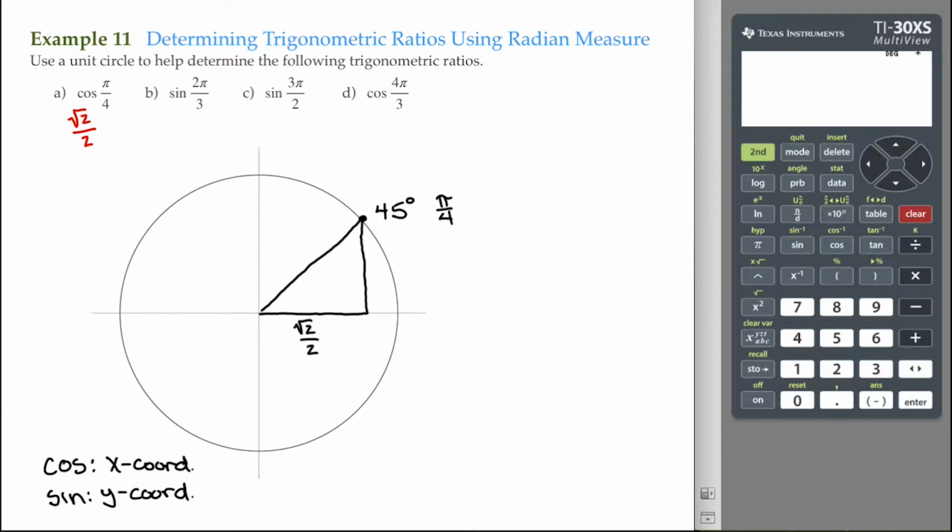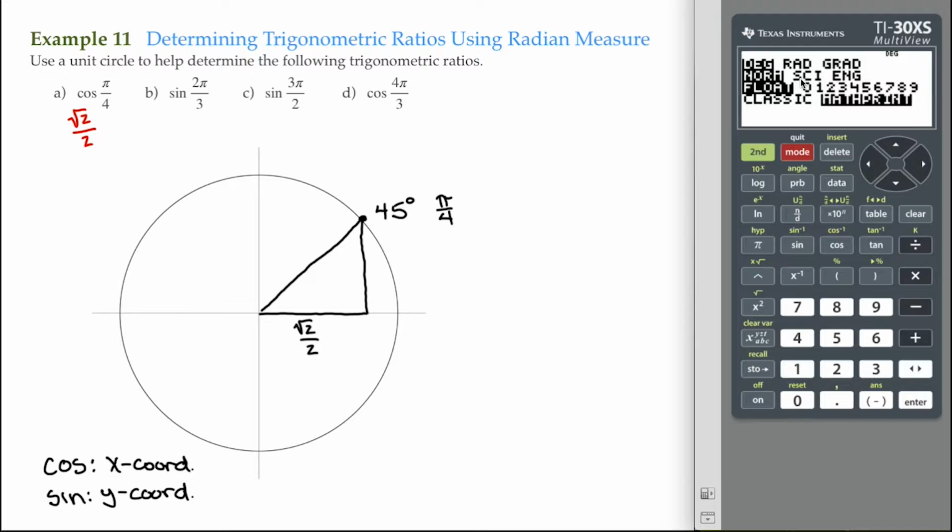Now we're going to check it on our calculators. So on the calculator here, I have it in degree mode. I use the TI-30, and right now my calculator is in degree mode. Since we are using radians, pi over 4 rather than 45 degrees, I have to make sure that I change it to radian mode. So we go back to our mode key, and here are the modes up here. RAD stands for radian, so I'm just going to switch it over to radian. And hopefully you can see that mine has changed to radian. You should have some sort of indication of what mode your calculator is in. So now I'm in radian mode.